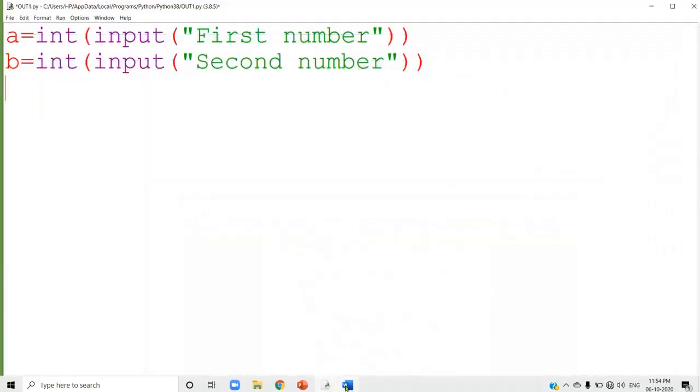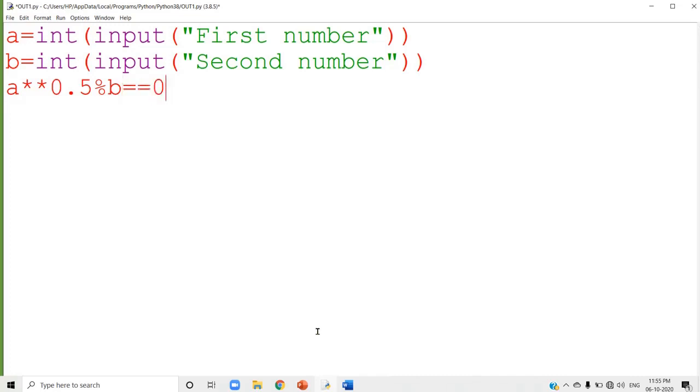So that means we have to find out the square root. So I am going to find out the square root of A. How can you find out the square root of A? A star star 0.5. Square root of the first number is divisible by B. Divisible by means percentage B. Divisible means you have to check whether the remainder is 0 when any number is divided by another number. If the remainder is 0, then that is divisible. You have to check this remainder is 0.